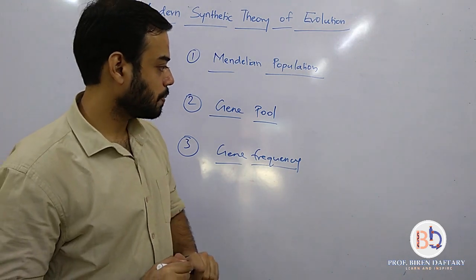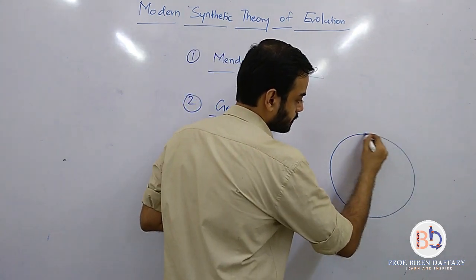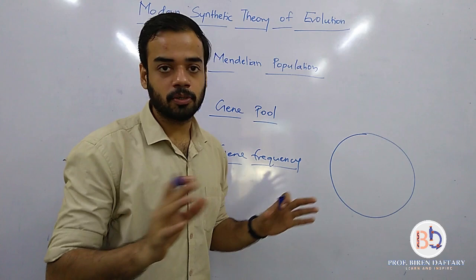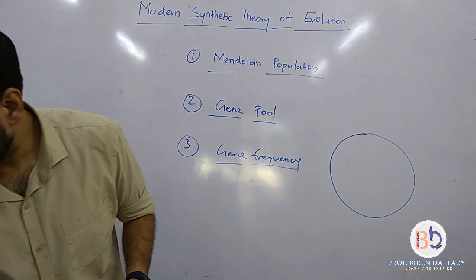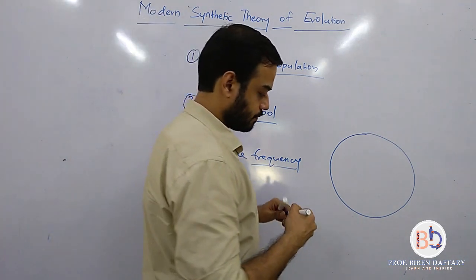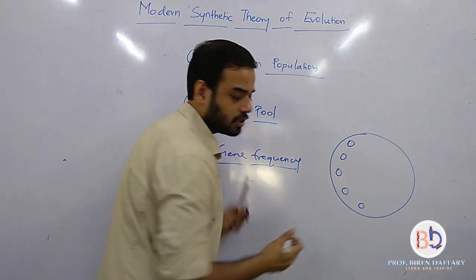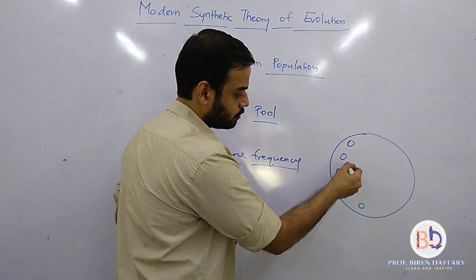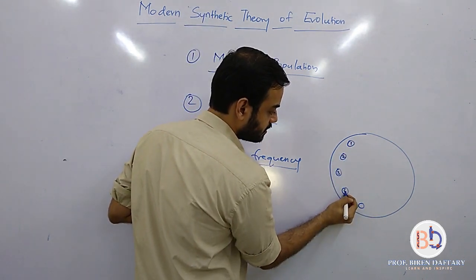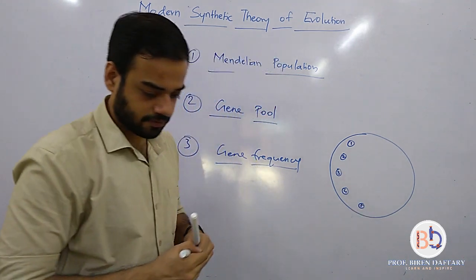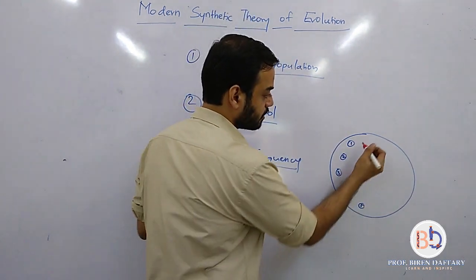Now, again I am going to draw a population. This is a population. This is not a Mendelian population, it is just a random population. These are the organisms that I am drawing in blue color. There are how many? 1, 2, 3, 4, 5. This is organism number 1, number 2, number 3, number 4, number 5. Then I am drawing another organism with red color.